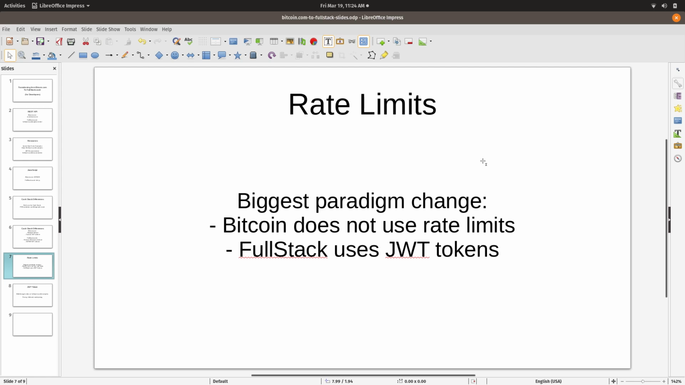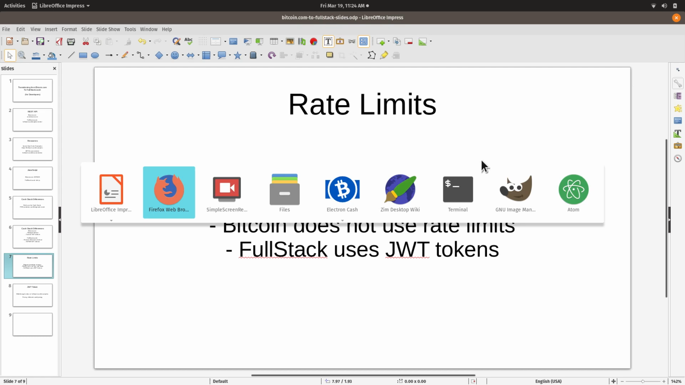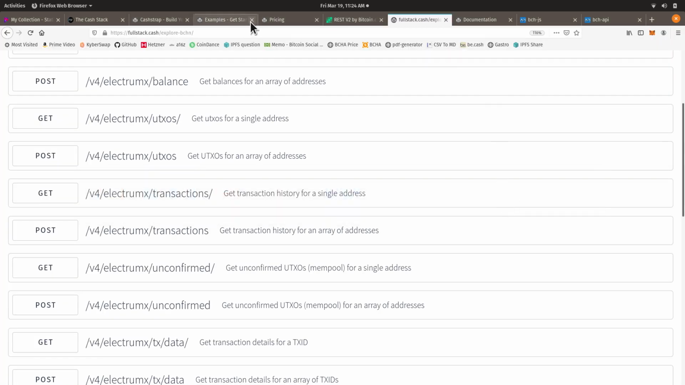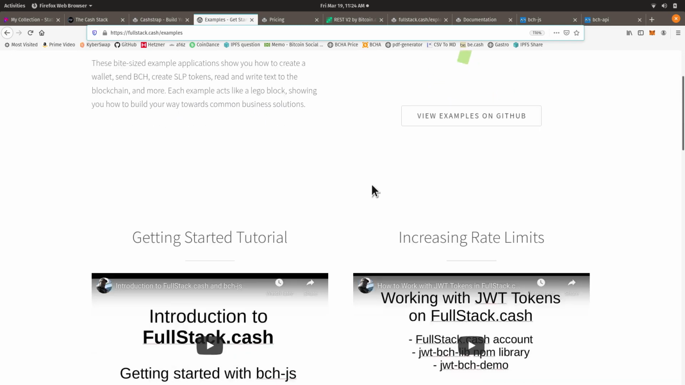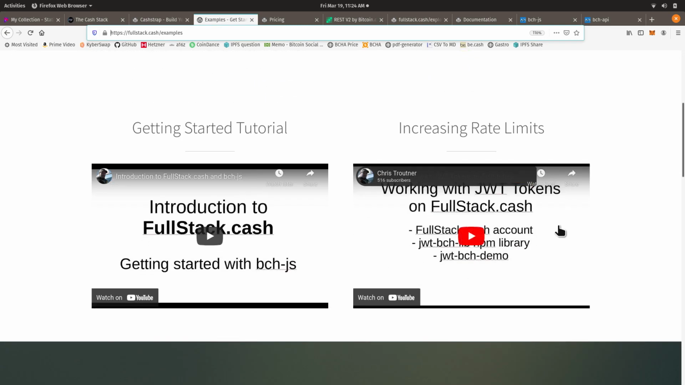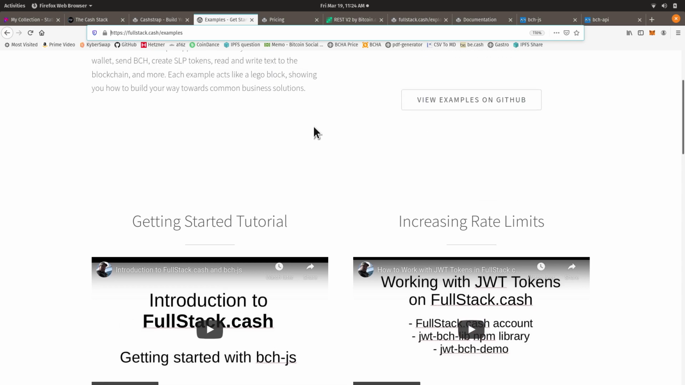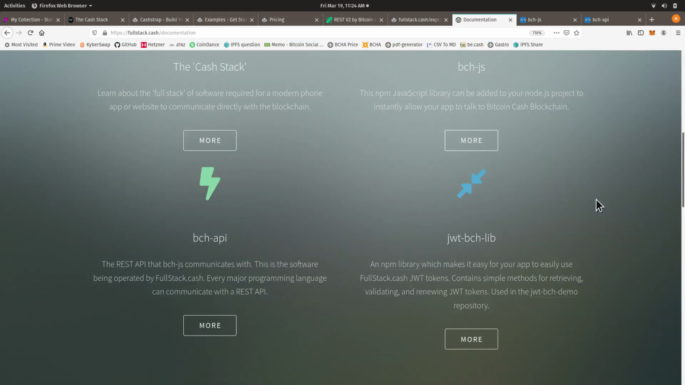If you're not familiar with Jot tokens, Google it. You can get a pretty basic idea. But again, if you go to the examples, FullStack.cash/examples, you can watch this video about working with Jot tokens and how they work.